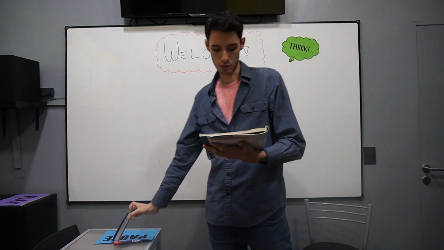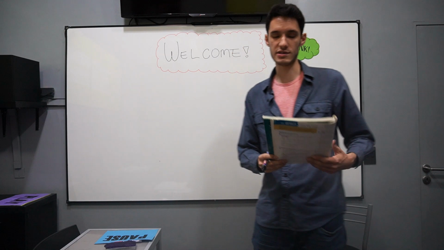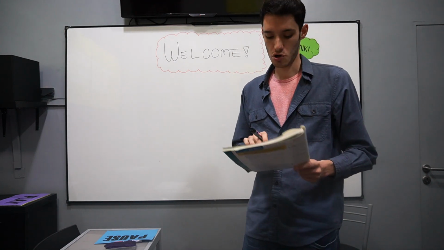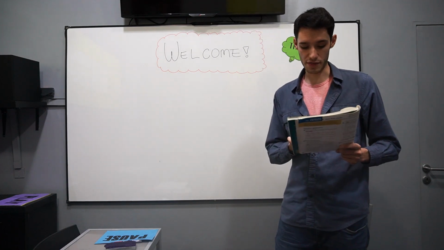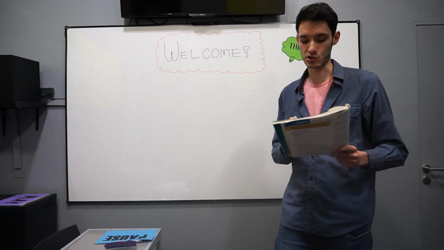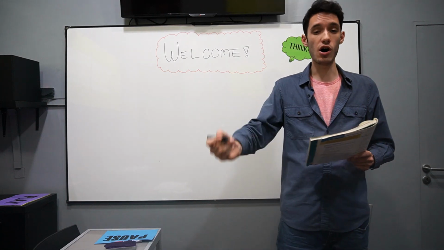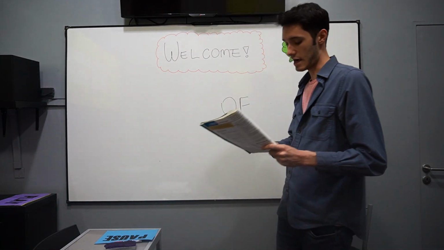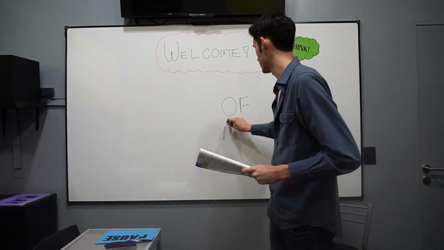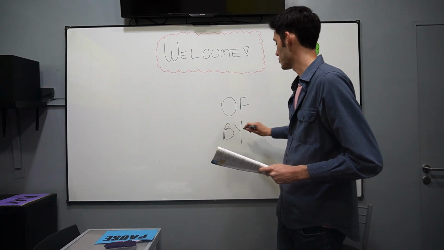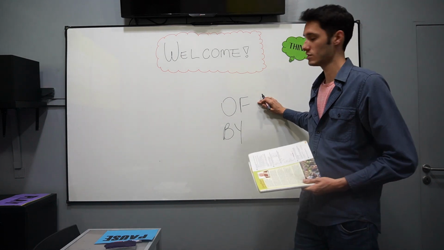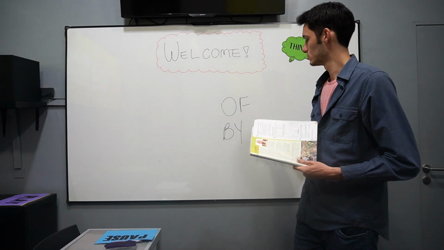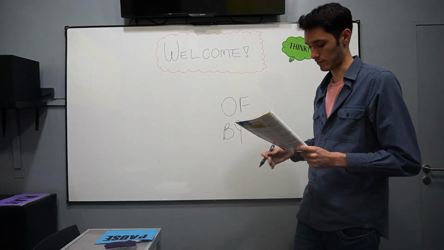The next one says frightened. You should have two answers. Frightened of, and frightened by. I am frightened of the movie. I am frightened by my friend. Two different usages for the word frightened.